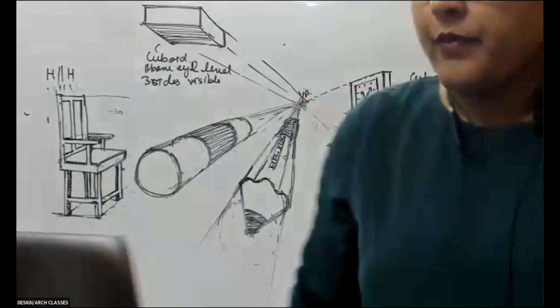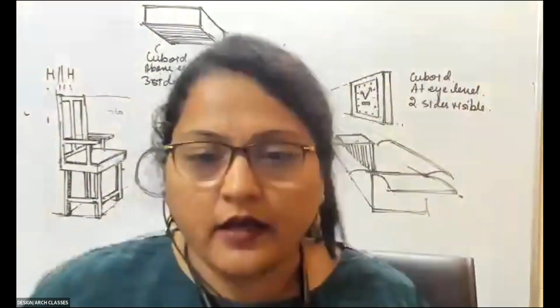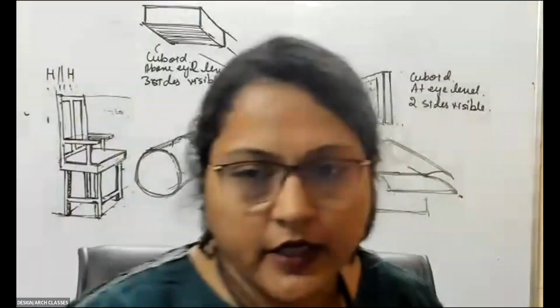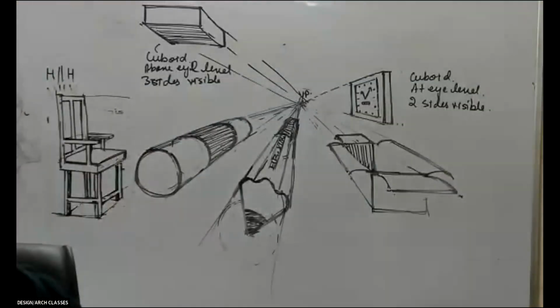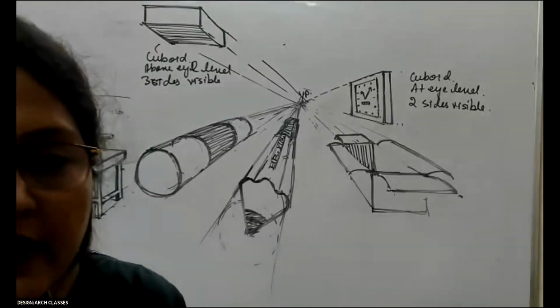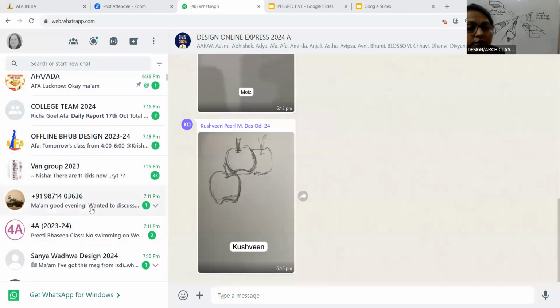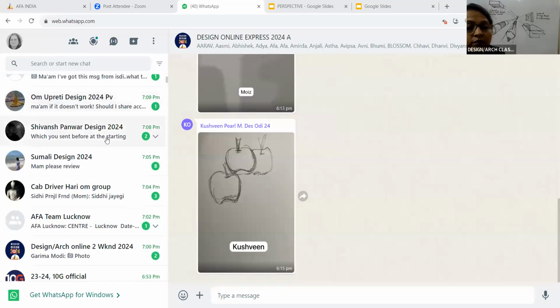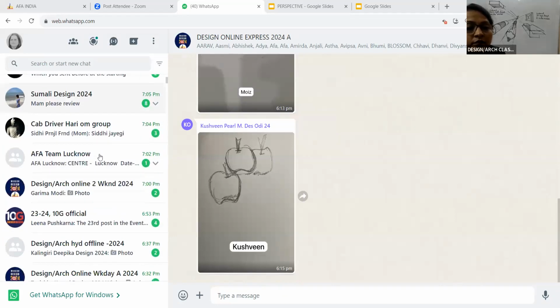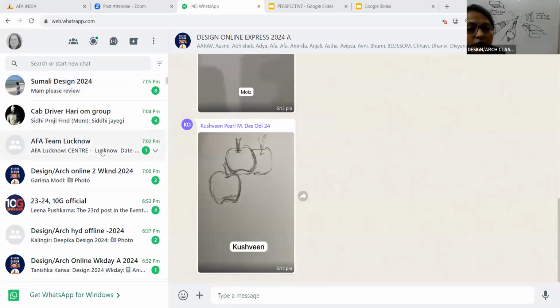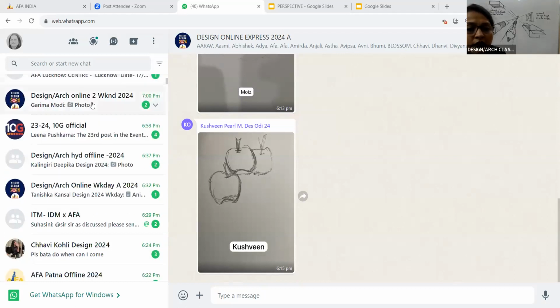Now do it first, then share it in your group. Now I'll check what kind of updates you have shared in your group. Let me move a little away from the board first. I'll share screen to check. No one shared anything.